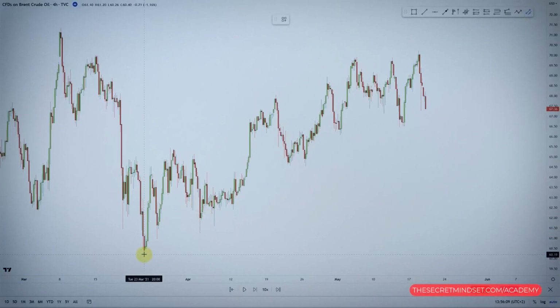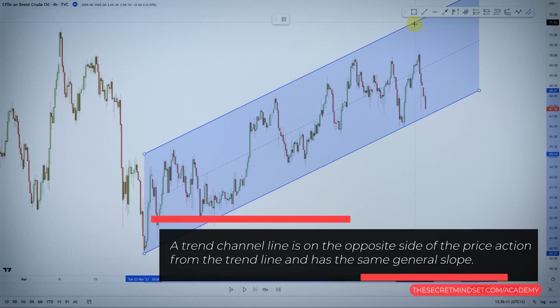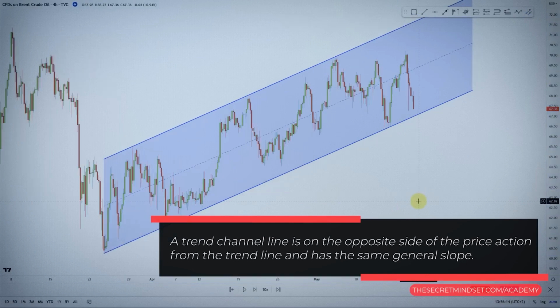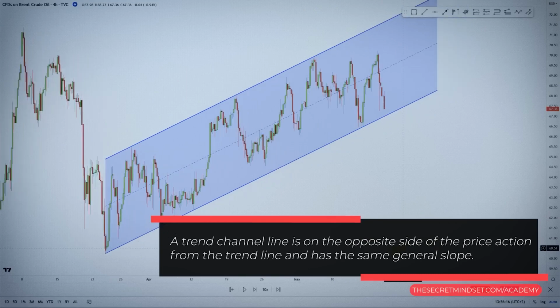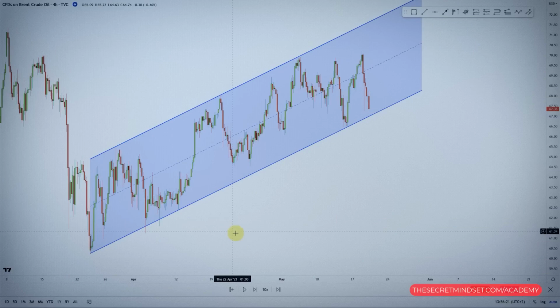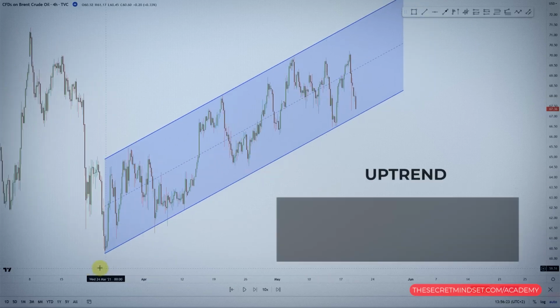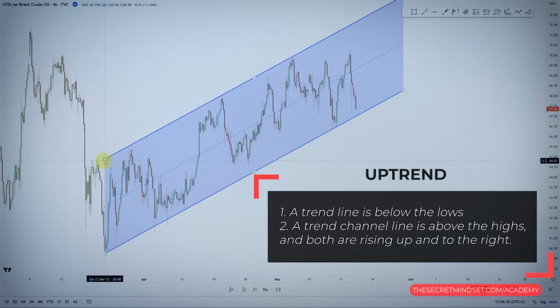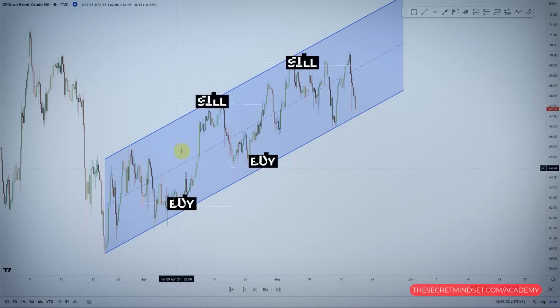Another tip is to use trendline channels. A trendline channel is on the opposite side of the price action from the trend line and has the same general slope. In a bull trend, for example, a trend line is below the lows, while a trend channel line is above the highs, and both are rising up and to the right. A trendline channel is useful for fading a trend that has gone too far, too fast, or to take your profit if you entered a long position around the lower trend line.